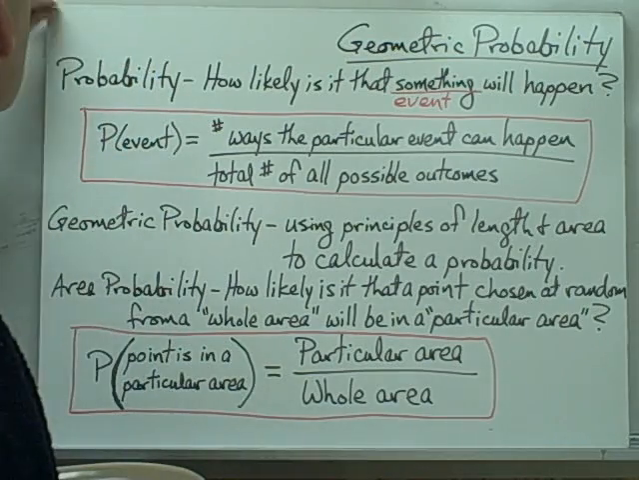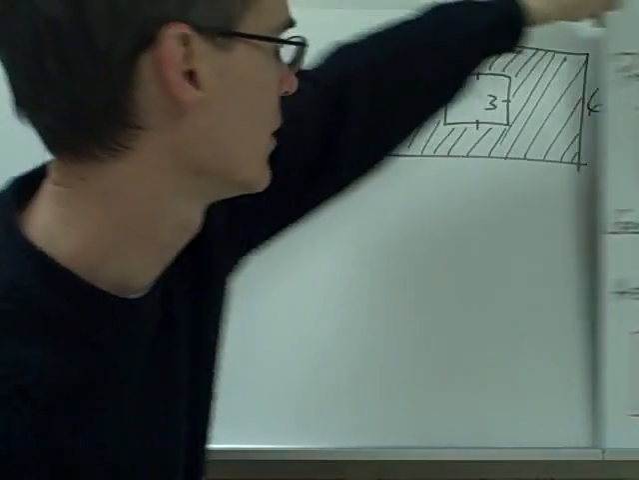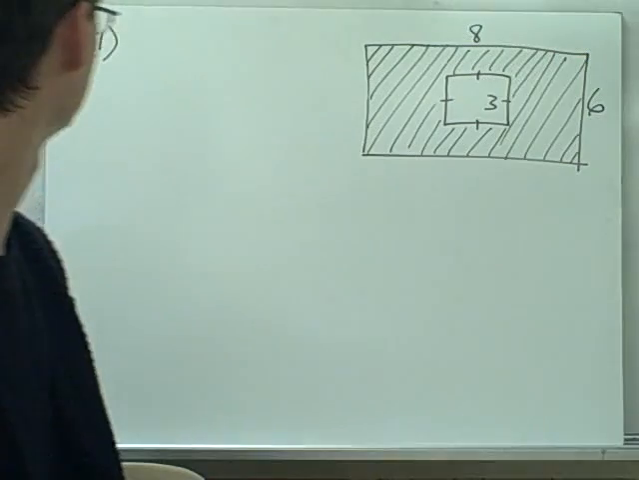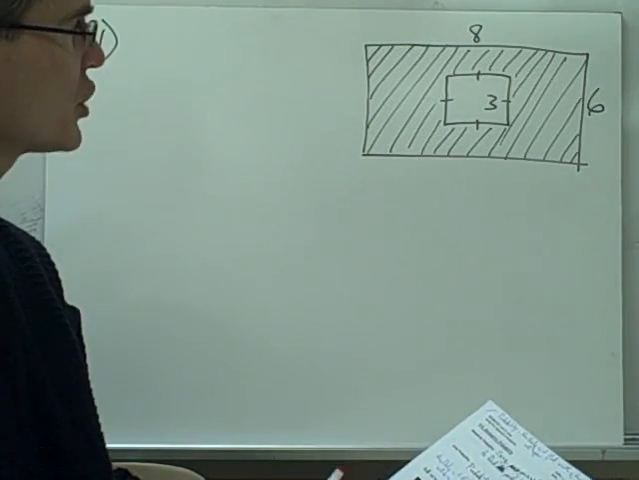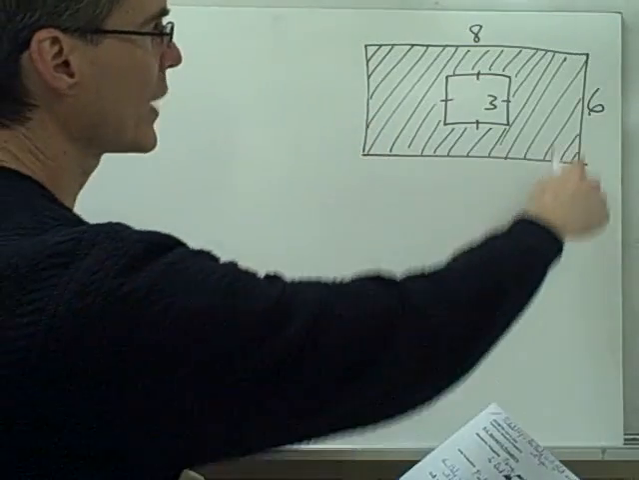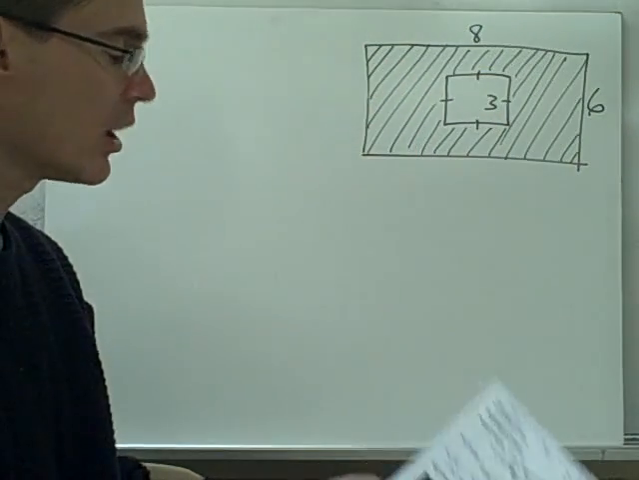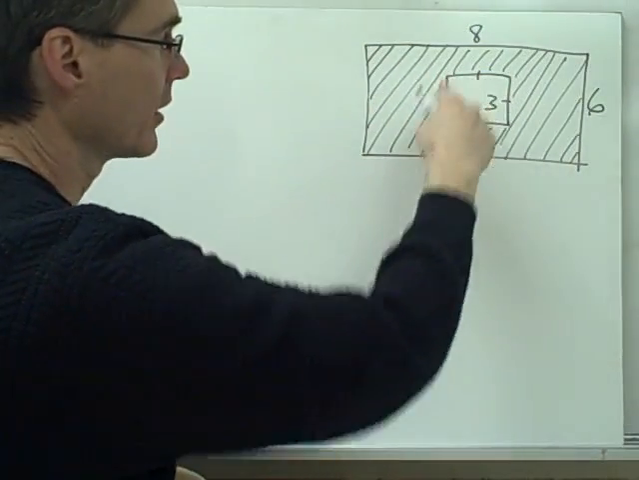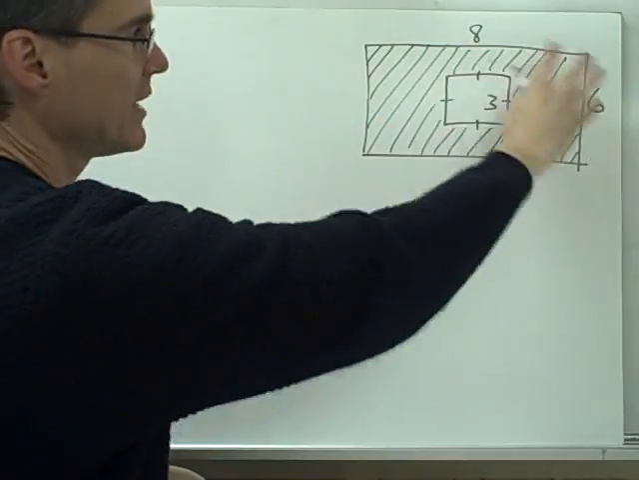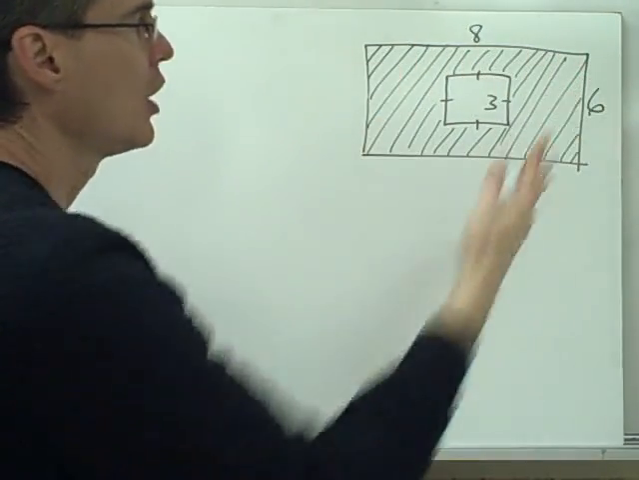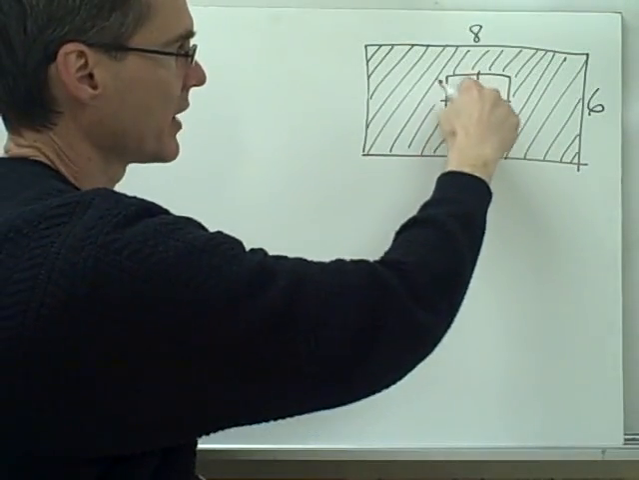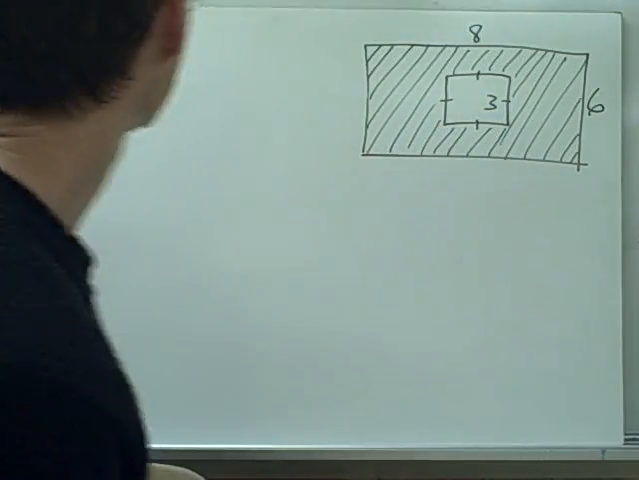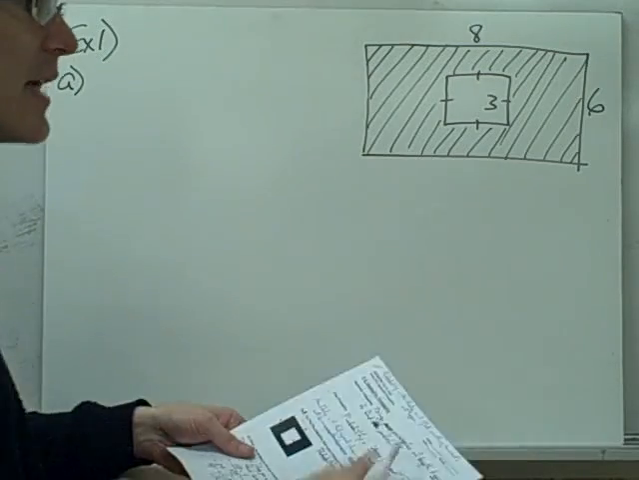All right, so this is the formula that we're going to use for these types of problems. Let's take a look at some examples of how we use it. Example number 1 from your notes says, find the probability that a point chosen at random in this rectangle will also be in the square. If I randomly choose a point anywhere in this rectangle, what's the probability that the point will turn out to be somewhere in this square? Let's calculate that using our formula.